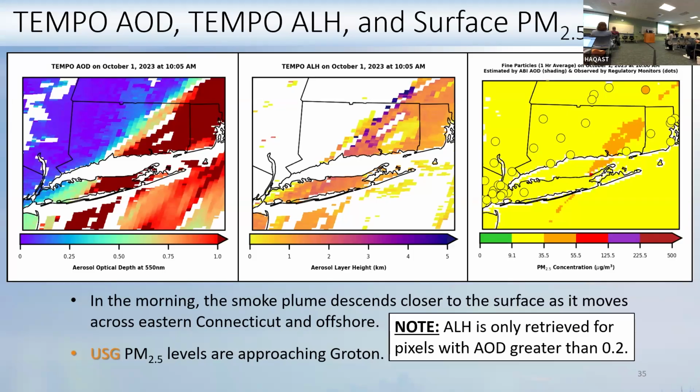And then the image on the right is the surface PM 2.5. And this is a really great example, and this is one of the images that I really wanted to show and why I wanted to focus on October 1st, because we can see that USG plume starting to approach our Groton monitor, and we can't necessarily see that just looking at our monitoring data. We could use PurpleAir data, but if we're just looking at monitoring data, we don't necessarily see that plume approaching.